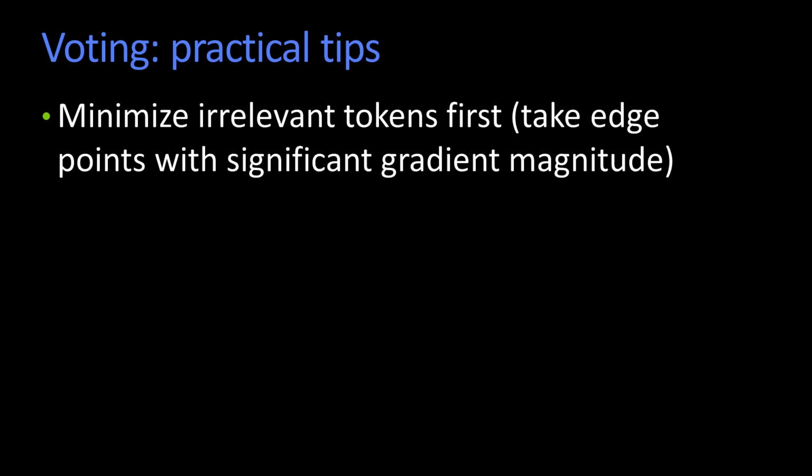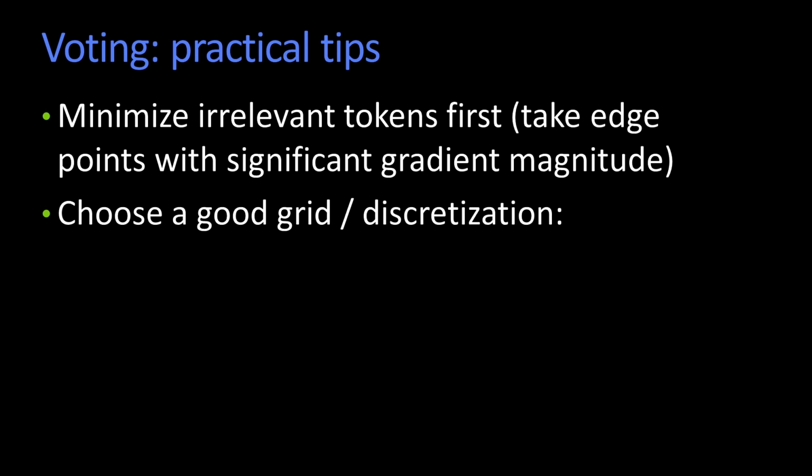So a couple of practical tips with voting for the Hough transform. One thing you want to do is try to not do too many irrelevant votes. So try to minimize sort of edge elements that are not robust or highly unlikely to be useful. Because remember, we don't have to find all the points along the line, just enough of the points.